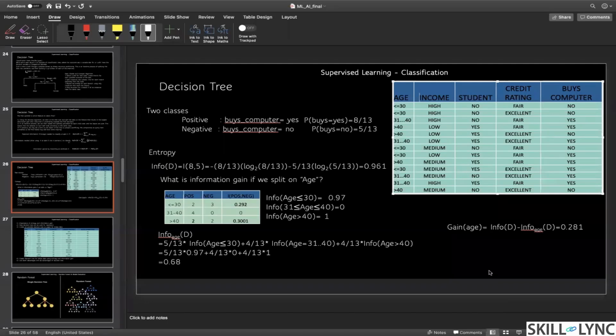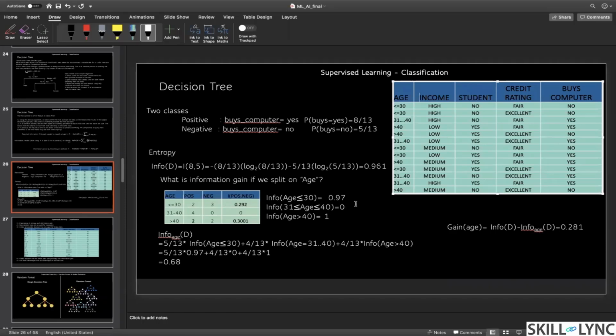So low, we have 4 lows. Yes are 3 and no is 1, correct. For high you are telling we have 2, 2. Let's verify that. Yes, we have 2, 2. For medium we have 2, 3, correct. It's okay, I got it, no problem. So it makes sense. You got the table.